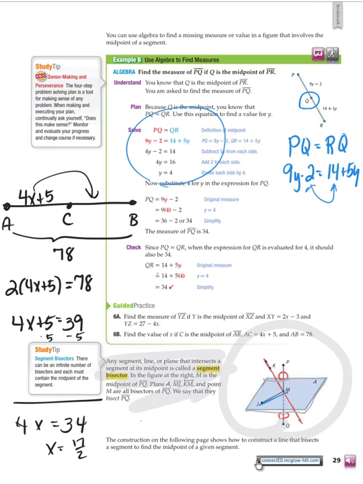So anytime that a segment is intersected at its midpoint by another segment, a line, a plane, or point, then we have a segment bisector. And when we have a segment bisector, we know that the two parts of the segment have to be equal to each other.